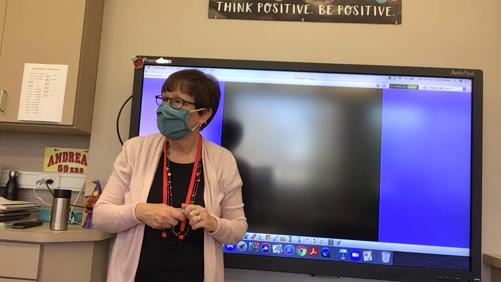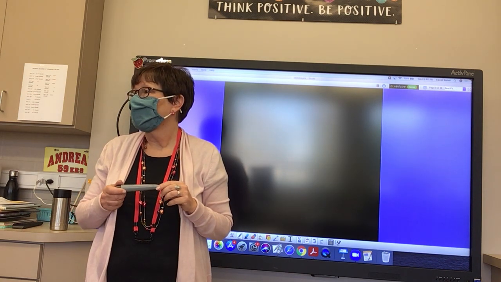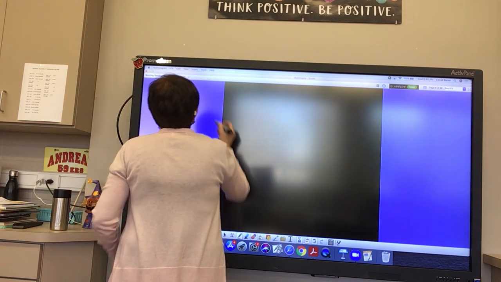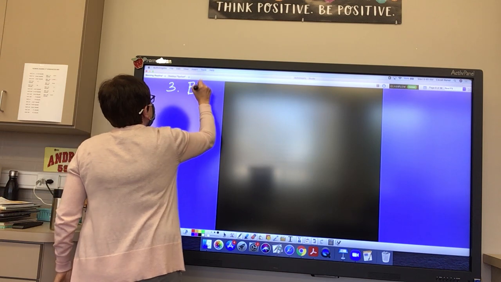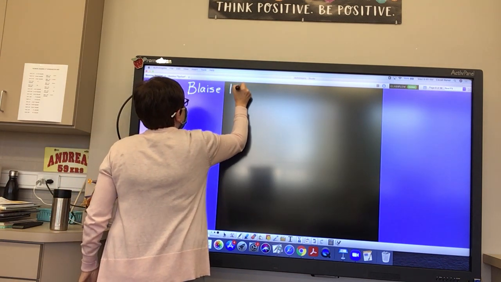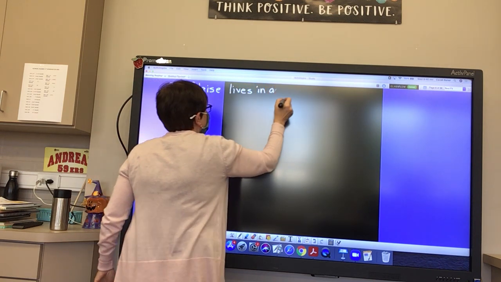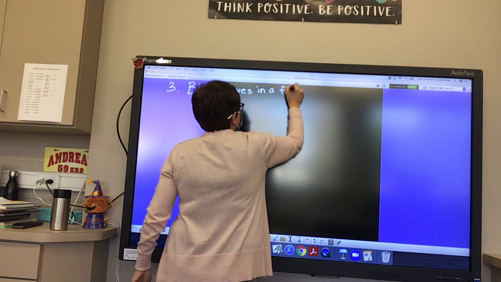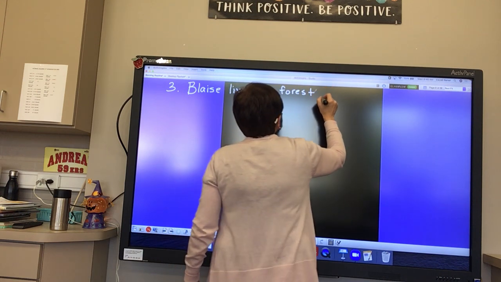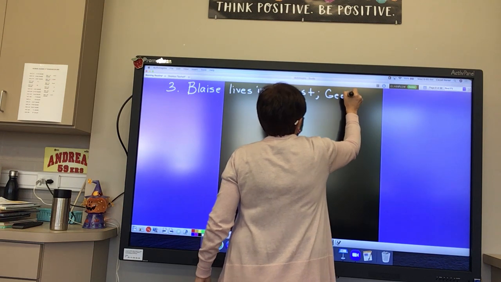Jensen? The settings are different because Blaze lives in the forest, and George lives in the town. Okay, so Blaze lives in a forest. George lives in a city or town.